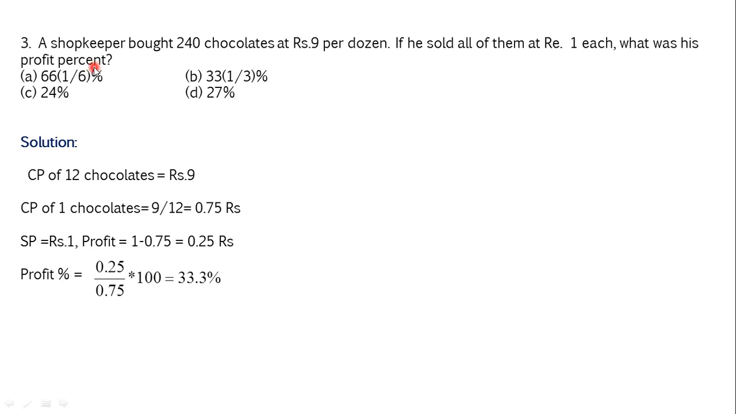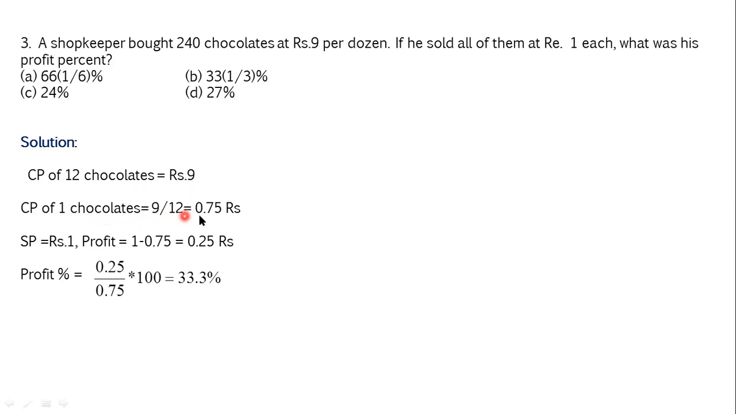So he has bought 20 dozens of chocolates, and he is selling all of them at rupees 1 each. You have to find out profit percent. So what is the cost price of 12 chocolates? Rupees 9. Is it right? Cost price of 12 chocolates, rupees 9 per dozen. So 12 chocolates for rupees 9.